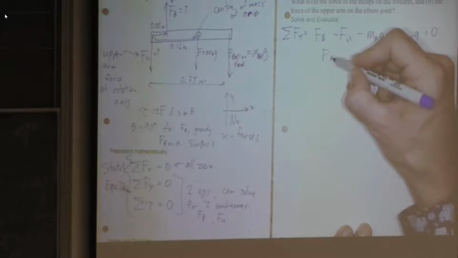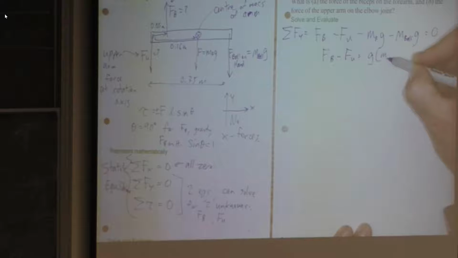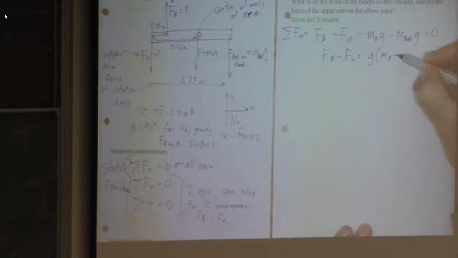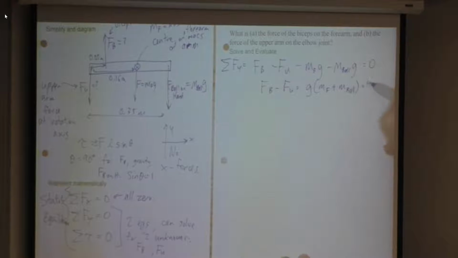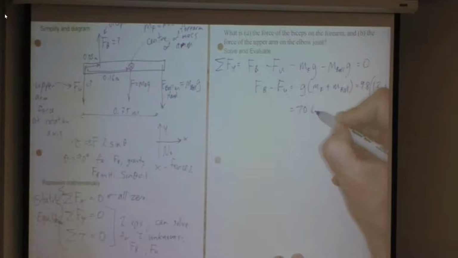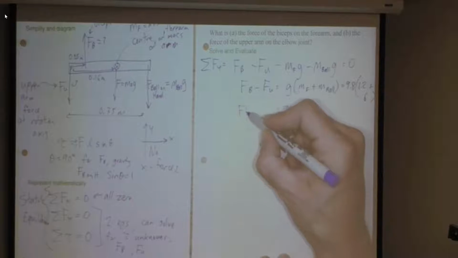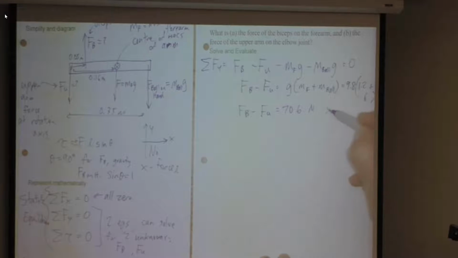I've got F sub B minus F sub U is equal to G times the mass of the forearm plus the mass of the ball. It's 9.8 times, I think it was 1.2 kilograms plus 6. I ended up that it's equal to 70.6 newtons. That's F sub B minus F sub U. So we can kind of remember that. So that's the sum of the y forces.